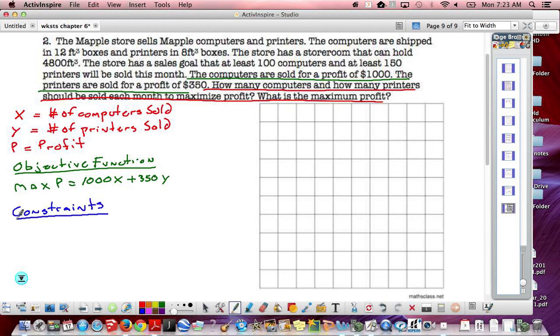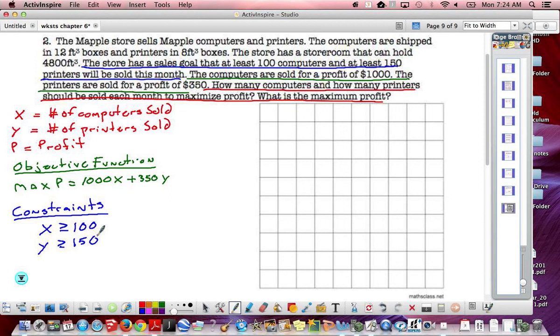This one's going to be a unique one because we actually don't need to put X greater than 0 and Y greater than 0 because of this sentence. X has to be at least 100 and Y has to be at least 150. So we don't need X being greater than or equal to 0 and Y being greater than or equal to 0 because they actually have to be bigger than 100 and 150 respectively.